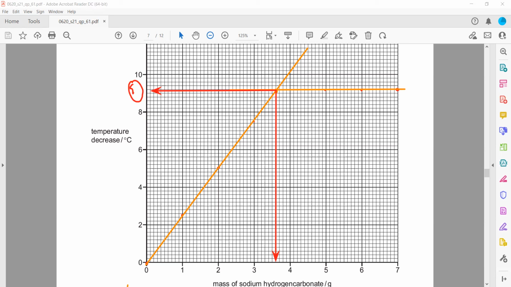And what about the mass of sodium hydrogen carbonate? Each box is representing 0.1. So 3.1, 2, 3, 4, 5, and 6. So this is 3.6. This is the mass of sodium hydrogen carbonate, which is 3.6.